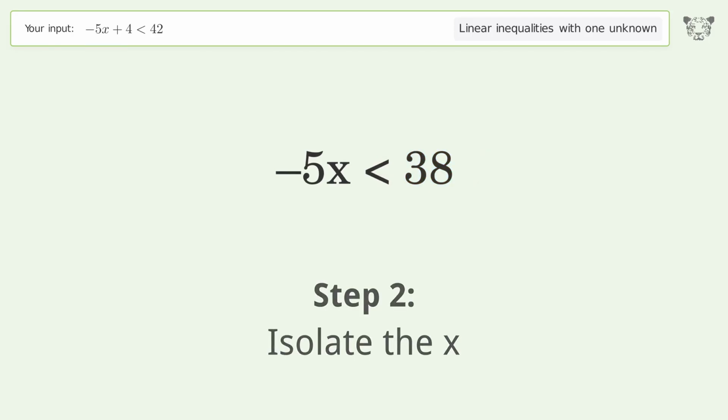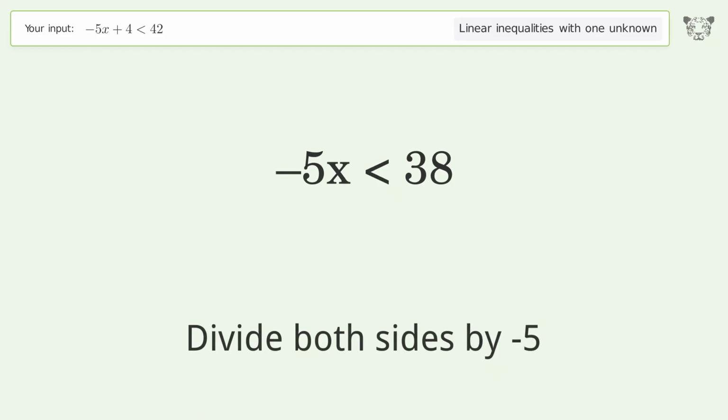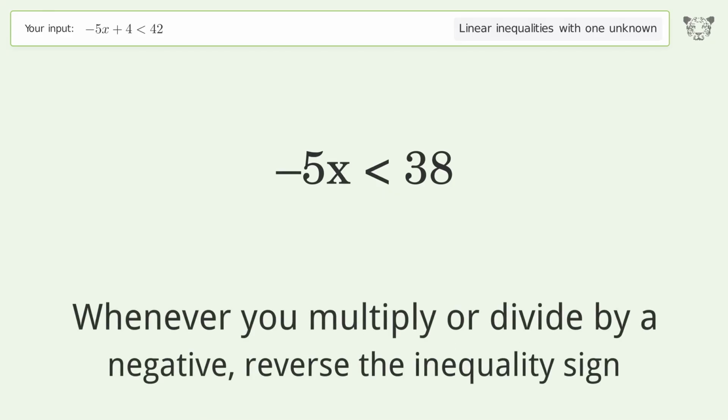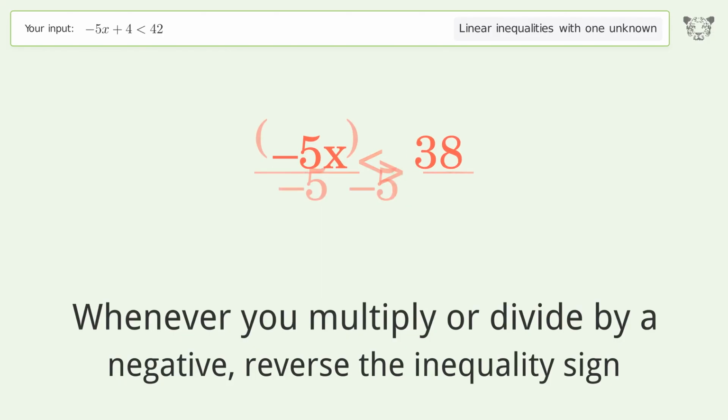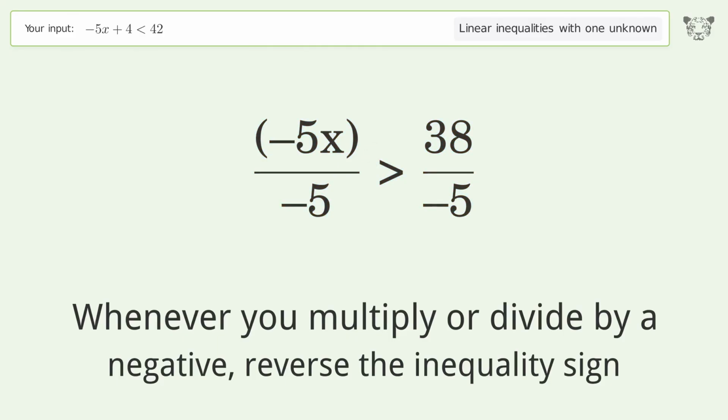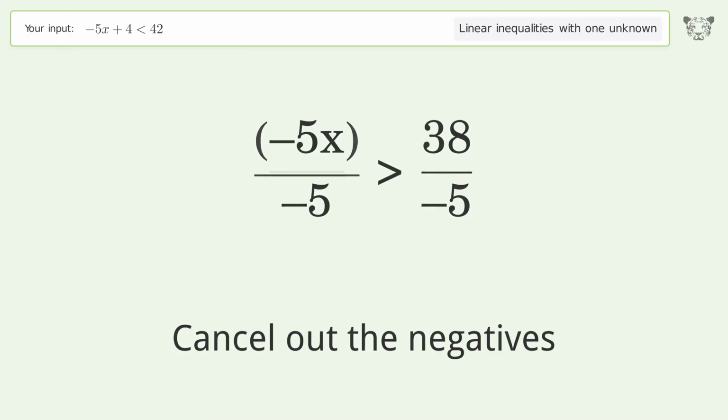Isolate the x. Divide both sides by negative 5. Whenever you multiply or divide by a negative, reverse the inequality sign. Cancel out the negatives.